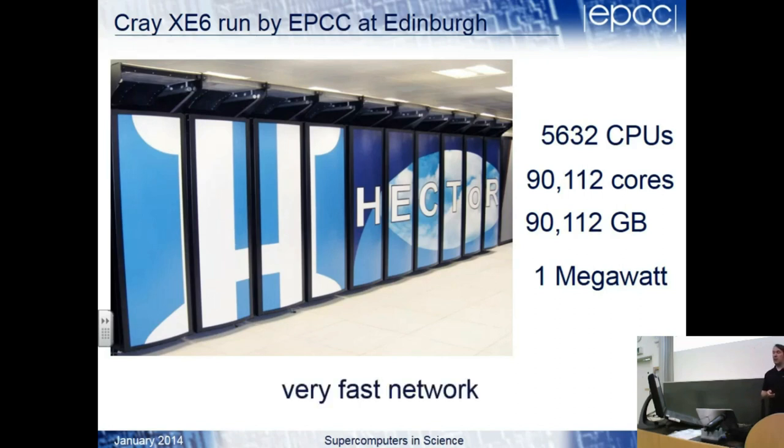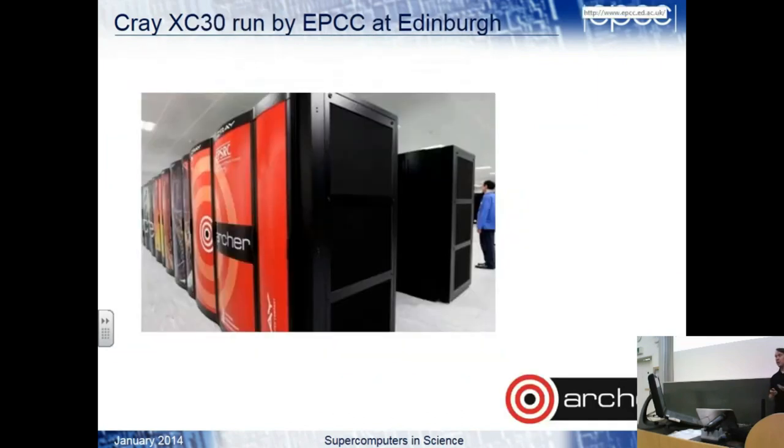This was superseded by Cray. So what we're going to do is buy lots of processors and connect them. It turns out they still have to communicate with each other, and the way they do that is over interconnects, some networking. I'll come back to how this works. But Hector had a very fast network. This was superseded by the Cray XC30. It was also a Cray machine, which has a nice design on it.